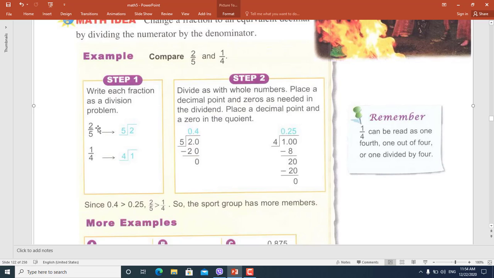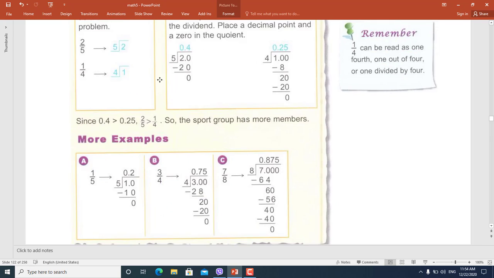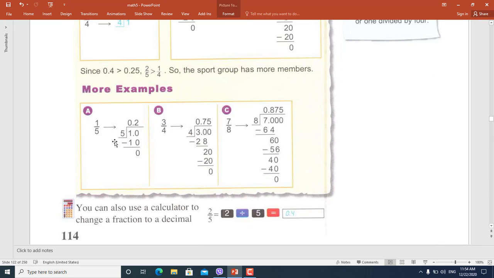Now 2 over 5 is equal to 0.4 and 1 over 4 is equal to 0.25. So one goes to the tenths place and the other to the hundredths place. So 0.4 is greater than 0.25. That means 2 over 5 is greater than 1 over 4. We have more examples of how we can change a fraction to a decimal.